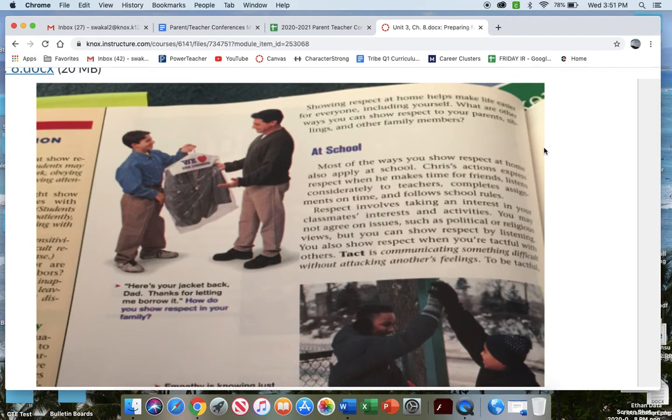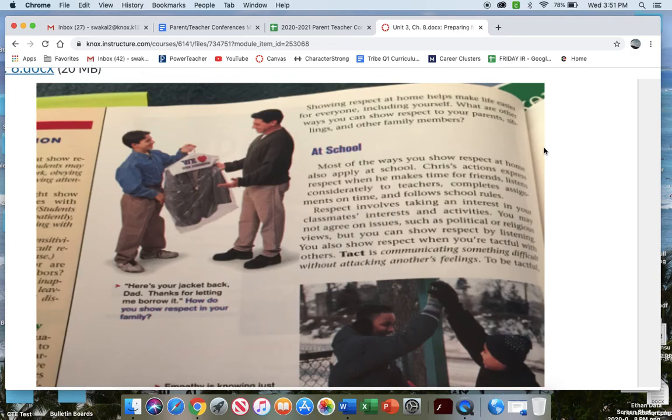Okay, the next section is about at school. Most of the ways you show respect at home also apply at school. Chris's actions express respect when he makes time for friends, listens considerately to teachers, completes assignments on time, and follows school rules. Respect involves taking an interest in your classmates' interests and activities. So, like when one of your classmates is talking, showing respect and being quiet and listening to them. You may not agree on issues such as political or religious views, but you can show respect by listening.